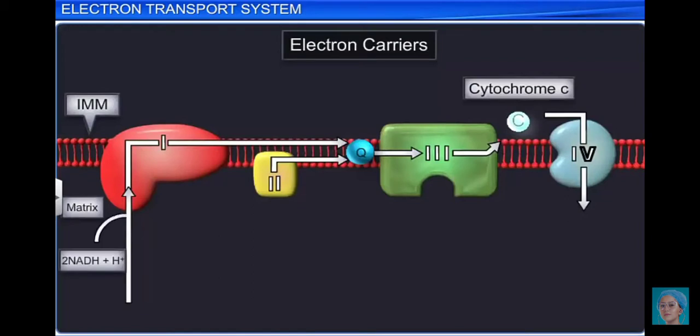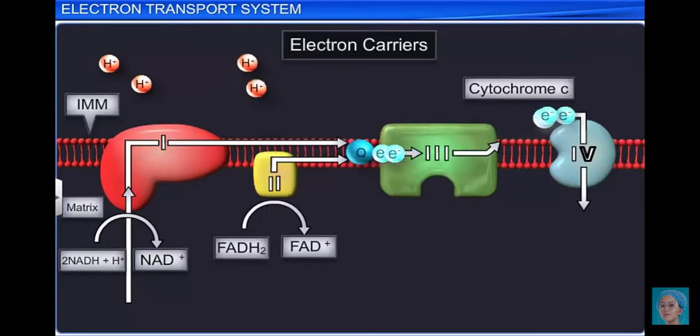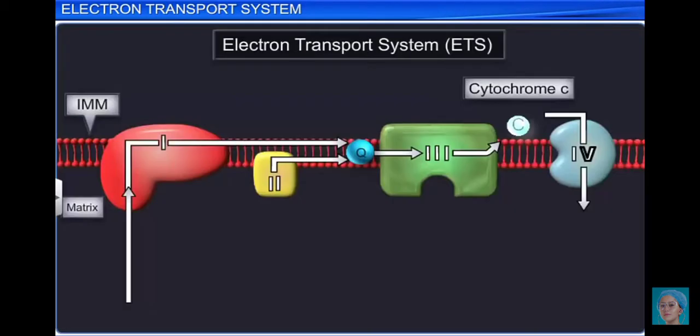This is made possible by the transport of protons and electrons from these coenzymes to oxygen through electron carriers present in the inner mitochondrial membrane. This metabolic pathway of electron transport is called the electron transport system, or ETS.